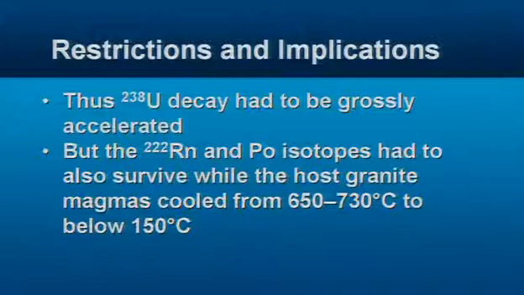The zircons were decaying as soon as the granite magma started to cool, which means polonium and radon were being formed from the very early stages of the cooling of the granite, from 650 to 730 degrees, but the halos themselves can't form in the biotite crystals until they're as cool as 150 degrees. So the polonium and radon has got to survive long enough with a high enough concentration to be captured by the fluids and transported to form these radio halos. So what does that mean?